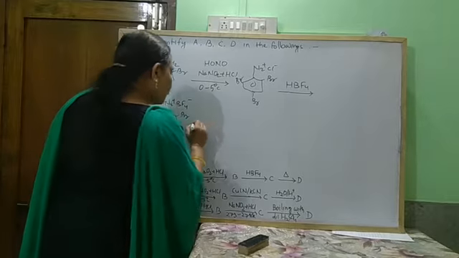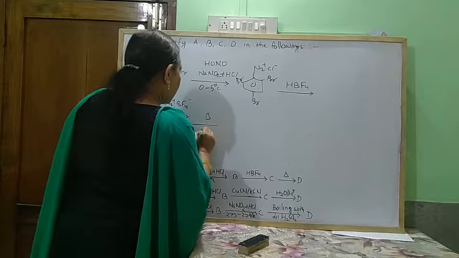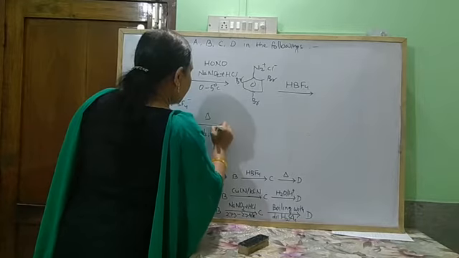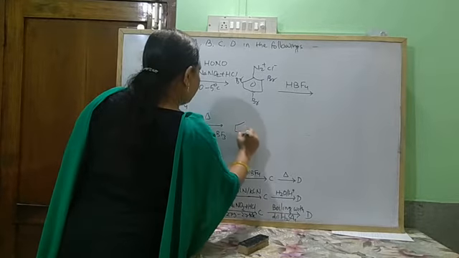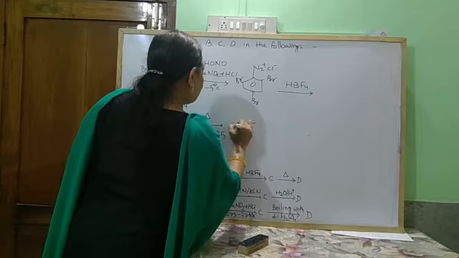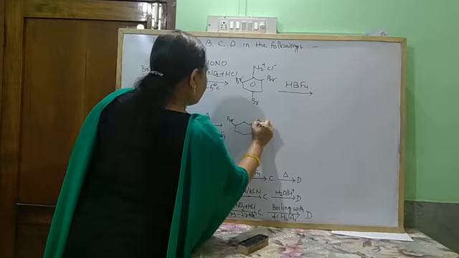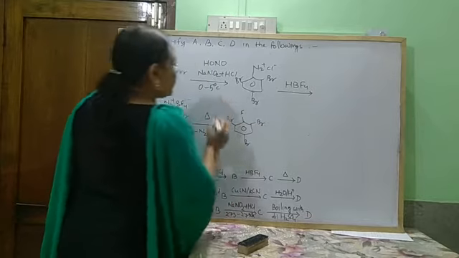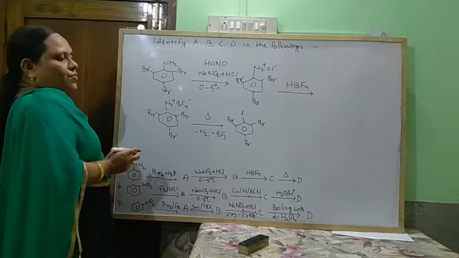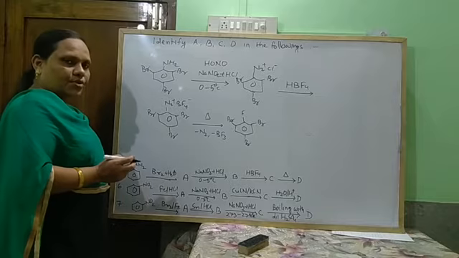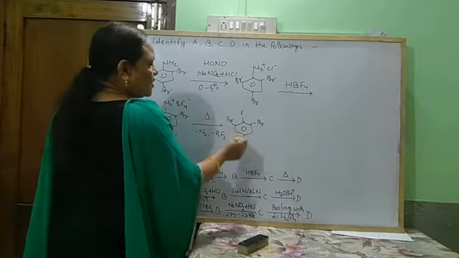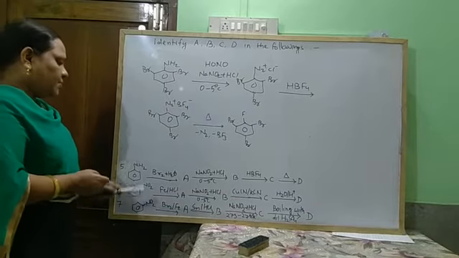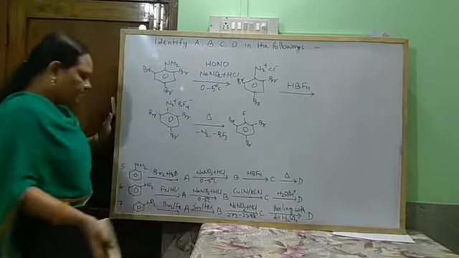This, when heated, minus nitrogen, minus boron trifluoride, forms the bromines and fluorine. That is 2,4,6 tribromofluorobenzene. Next come to question number 6.